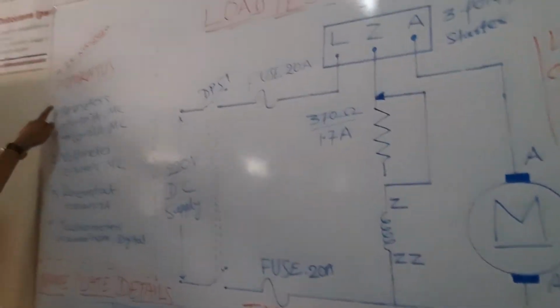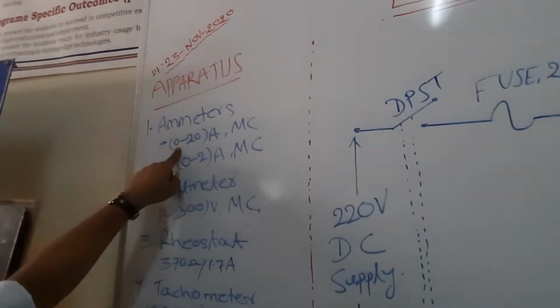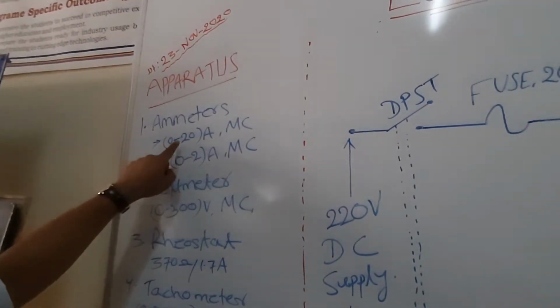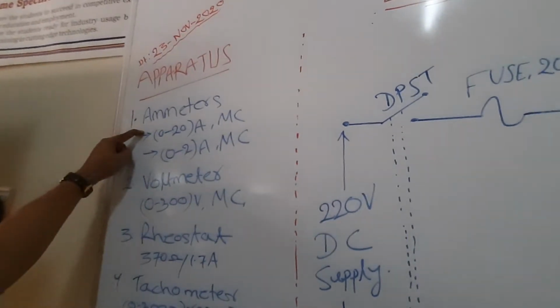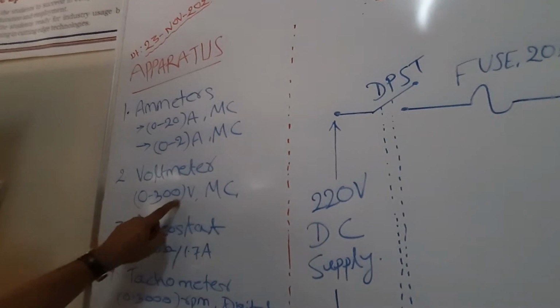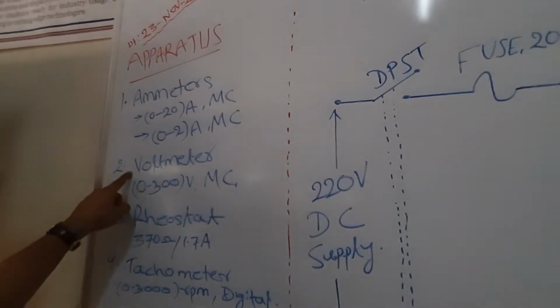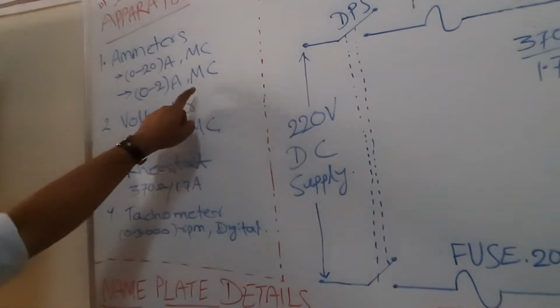Now here is the apparatus required. I have mentioned two different ammeters: one is 0 to 20 ampere, another is 0 to 2 ampere. The first is used for load current measuring, and the second is used for field current measuring. This voltmeter, 0 to 300 volt, is used for measuring load voltage or terminal voltage. All are MC type, or moving coil type.